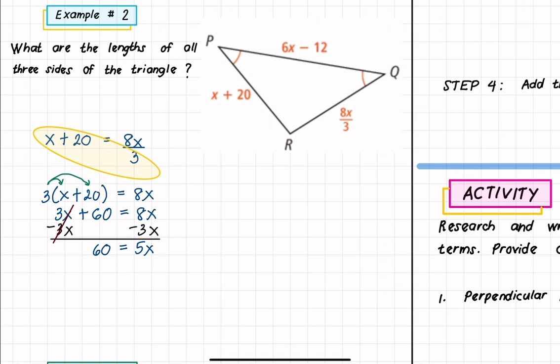Last step is that I have to divide both sides by the coefficient of x, which is 5. So I'm going to divide both sides by 5. 60 divided by 5 is 12. So the value of x is 12.